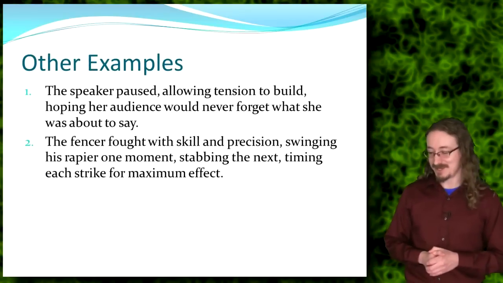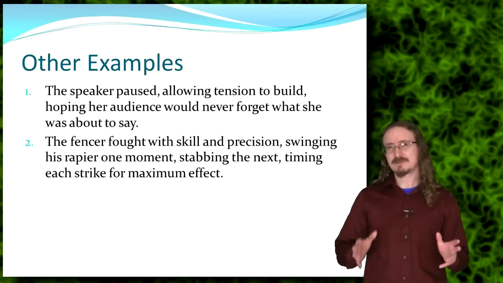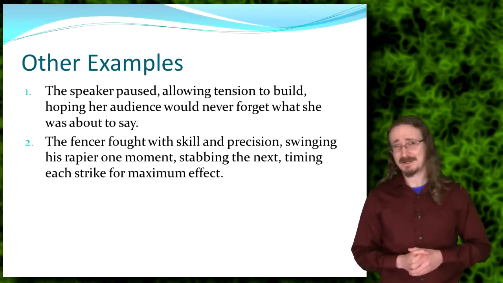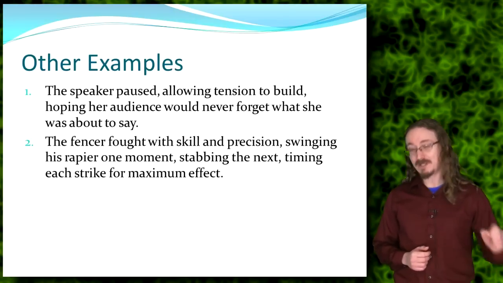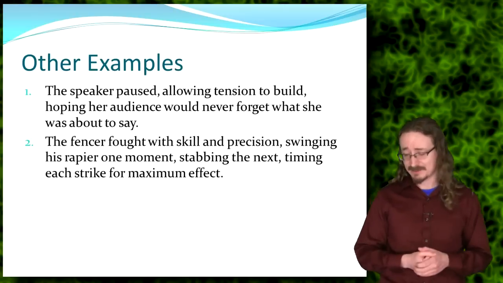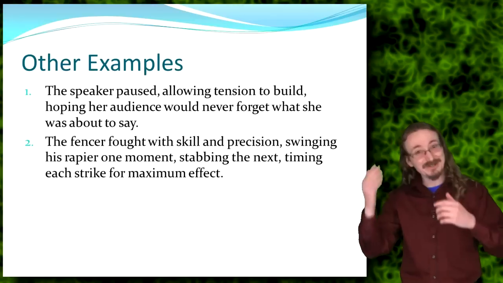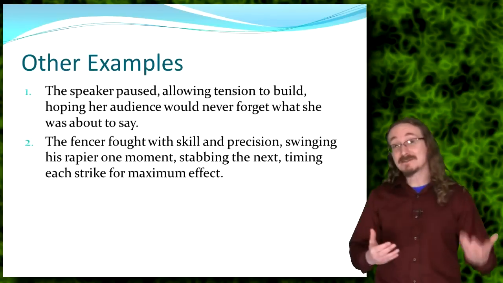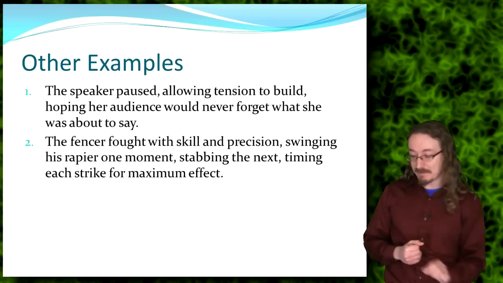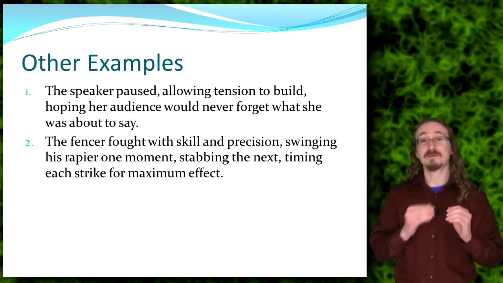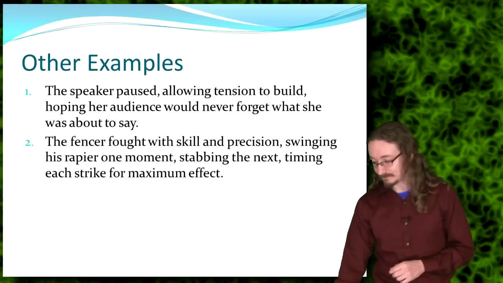Now here are some other examples of this. The speaker paused, allowing tension to build, hoping her audience would never forget what she was about to say. Second example: the fencer fought with skill and precision, swinging his rapier one moment, stabbing the next, timing each strike for maximum effect. Hopefully you're starting to hear these sorts of rhythms, these cadences, and we're using those verbals, the swinging, stabbing, timing, and keeping those structures very even, very similar to each other, so we don't get awkward or confusing.